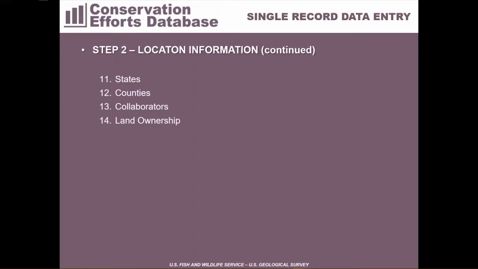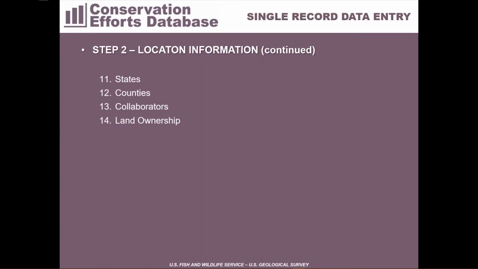After you saved and exited the footprint editor, you'll be asked to review and complete the last fields for a location, including state, county, collaborating parties, and land ownership. One thing to remember, state and county will be auto-populated based on the spatial information you've provided. Also of note, when entering private lands efforts, you will not be required to provide county-level information.